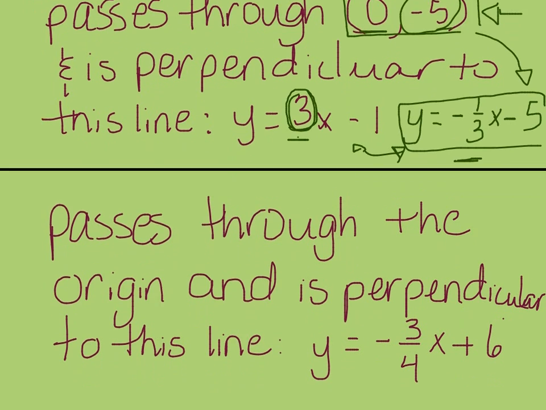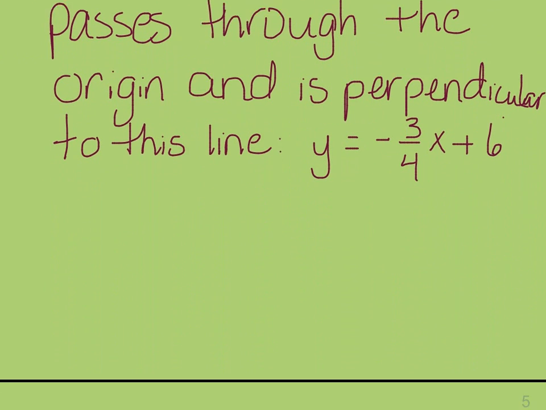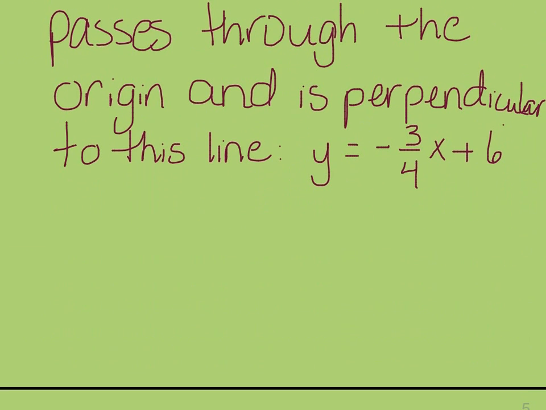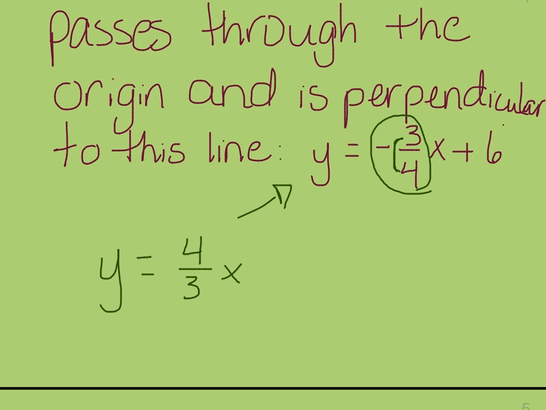Okay, let's do another one of those. I think this is my last one. Yes, it is. It passes through the origin and is perpendicular to this line, y equals negative 3/4 x plus 6. So again, if it's perpendicular, it needs to have an opposite reciprocal slope. This slope is negative 3/4, so my new slope is going to be positive. I need to flip over my fraction to make it reciprocal, and so my new slope is 4/3, positive 4/3 x. And I want it positive because remember opposite.